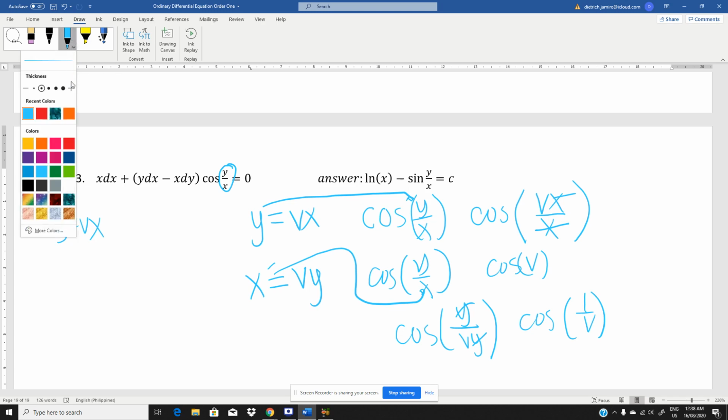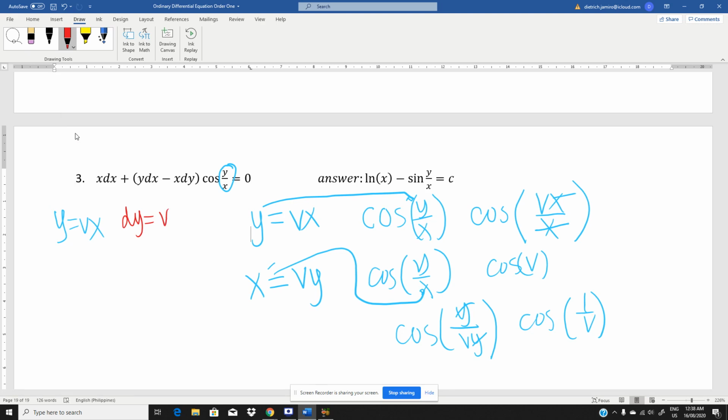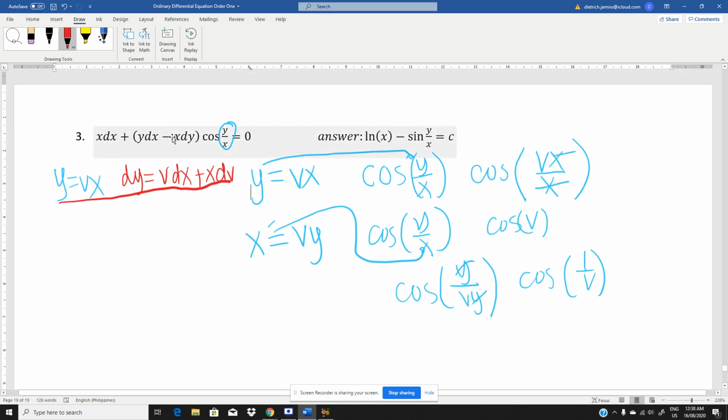I guess I'll choose another ink. Y is equal to vx, and then taking the derivative of that, we will have v dx plus x dv. So this one is a better choice than the other one for easier calculation.